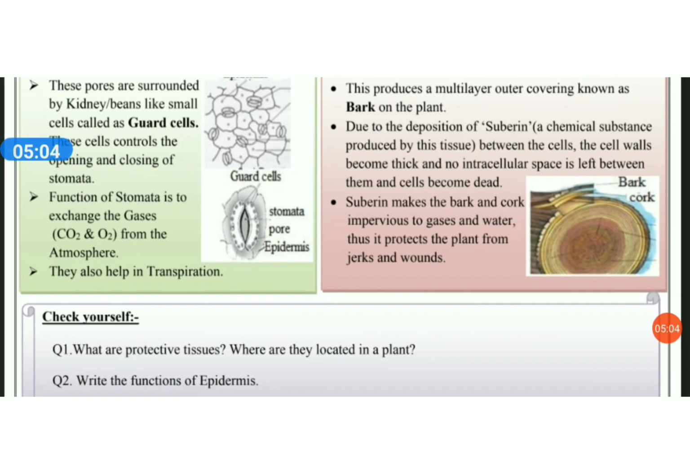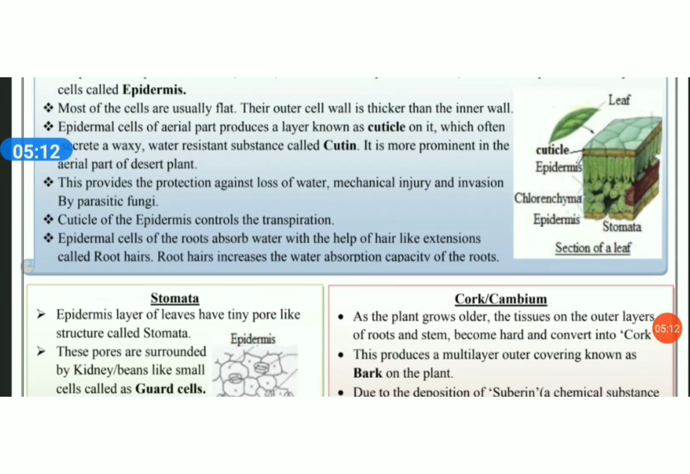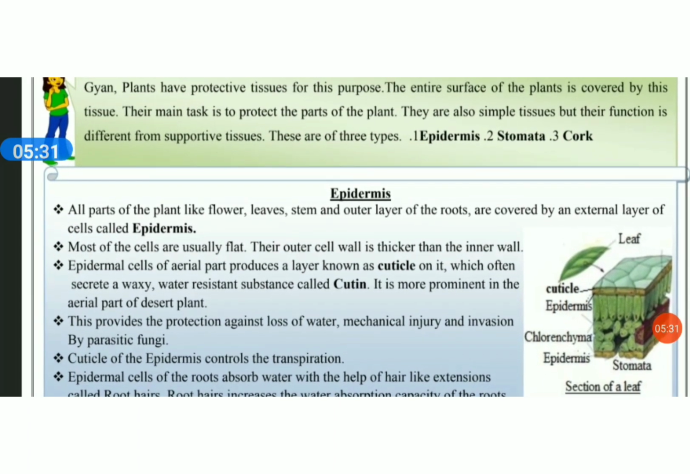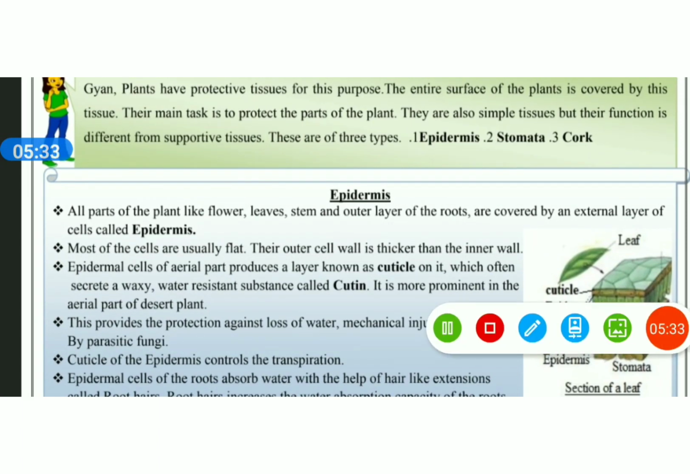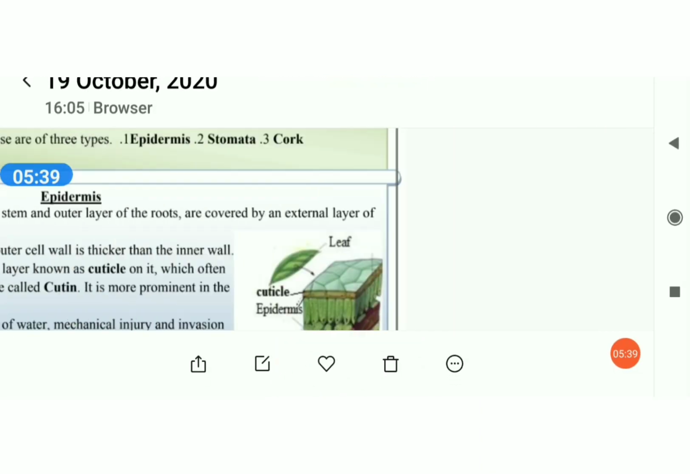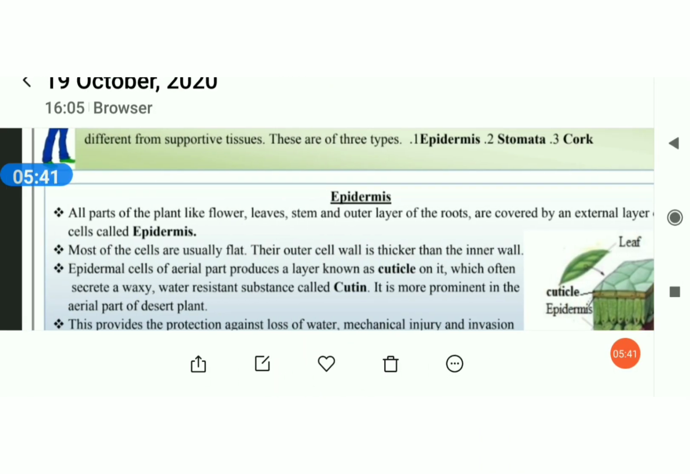Now let us see the questions. First question: what are protective tissues and where are they located in the plant? So as we have just seen, the tissues which are present on the outer layer of the plant, or on the external layer of all the parts of the plants, are known as protective tissues, and their function is that they cover the entire surface of the plant. So this is all about the first question.